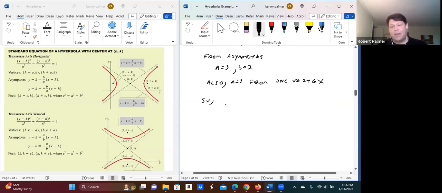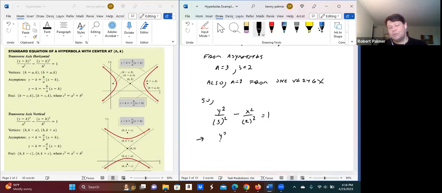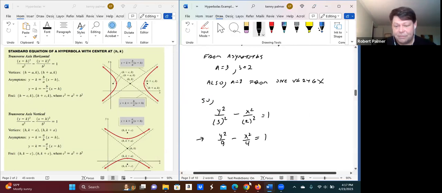So what we have is y squared over 3 squared, a squared, minus x squared over 2 squared is equal to 1. And then finally, we just have y squared over 9 minus x squared over 4 is equal to 1. Now let's take a look at that and see if that seems reasonable.